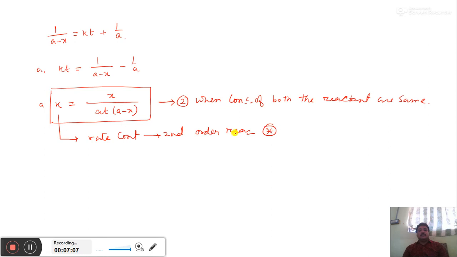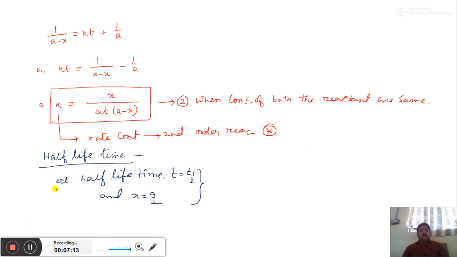Very important reaction. Now my next topic is half-life time. Now half-life time of a second order reaction. At half-life time, t is written as t half and the value of x is a by 2. Now at half-life time, the remaining amount becomes half of the initial amount.